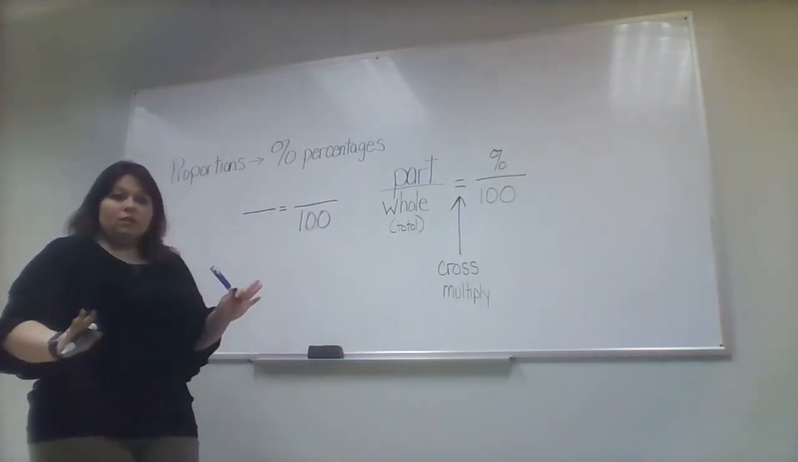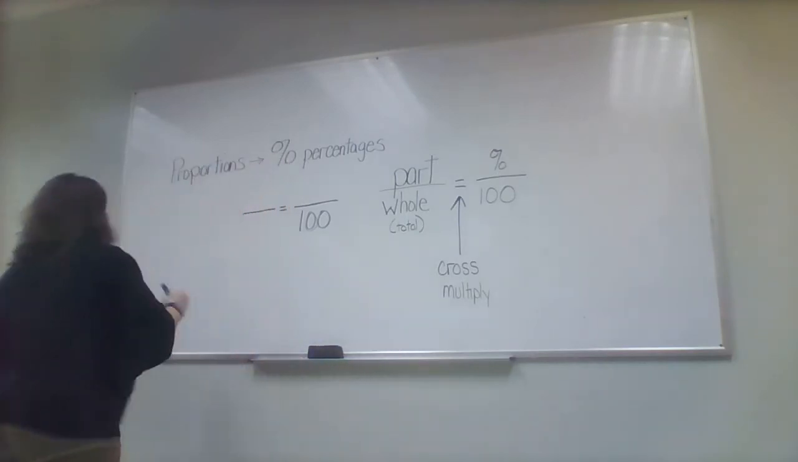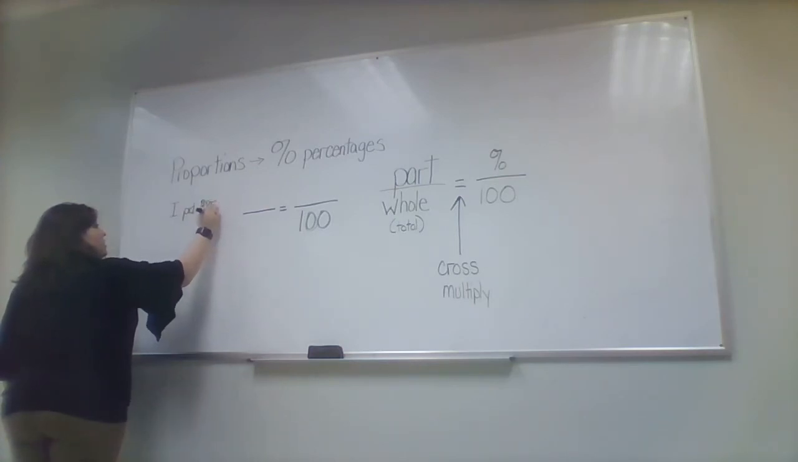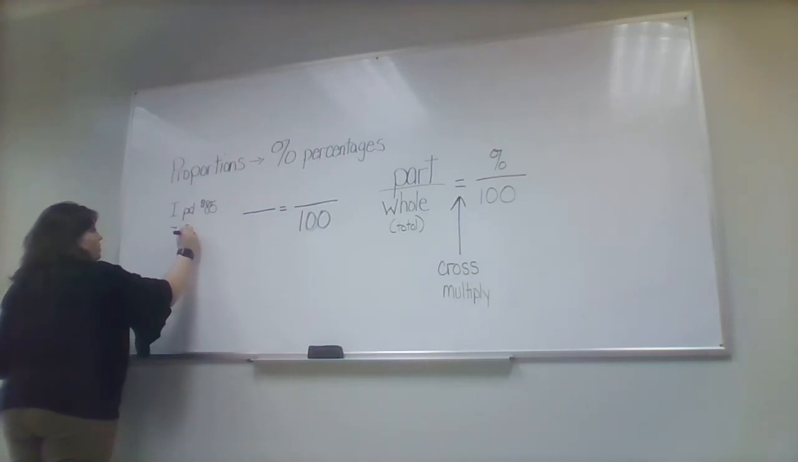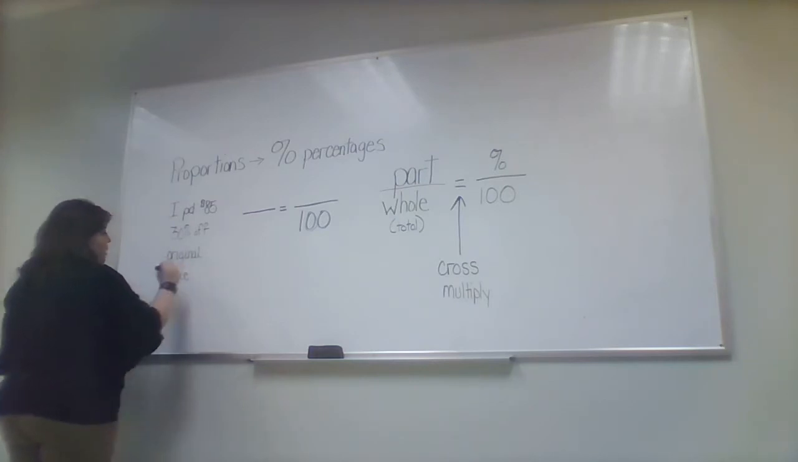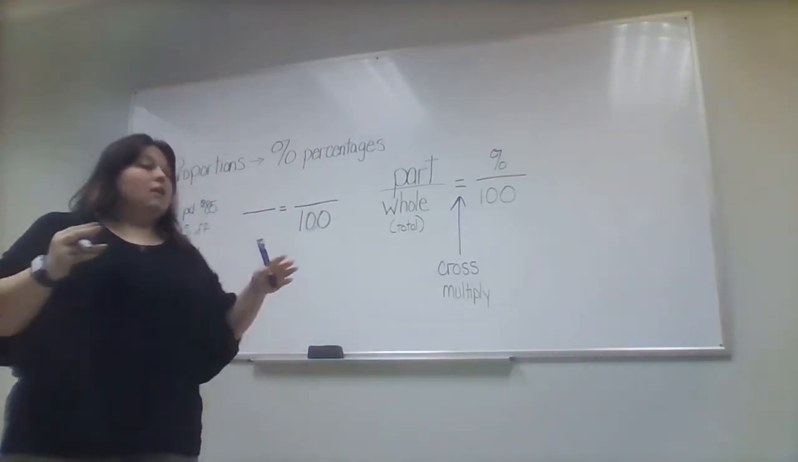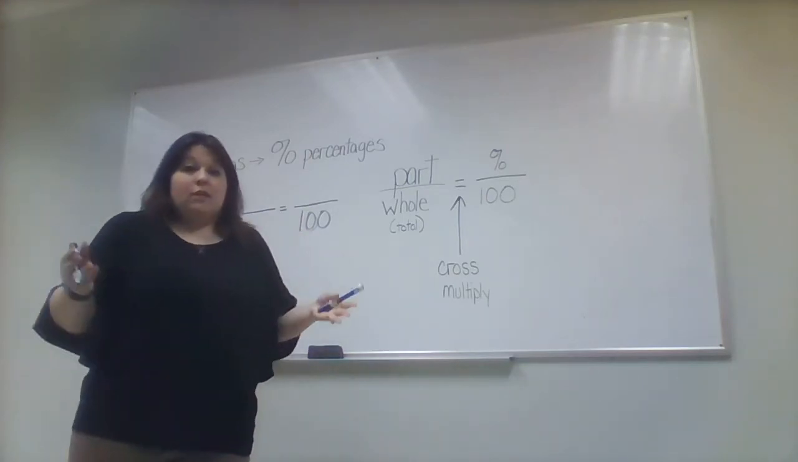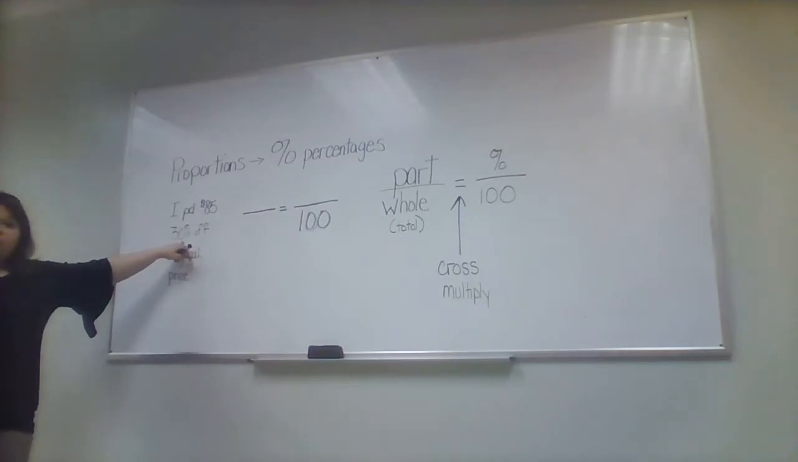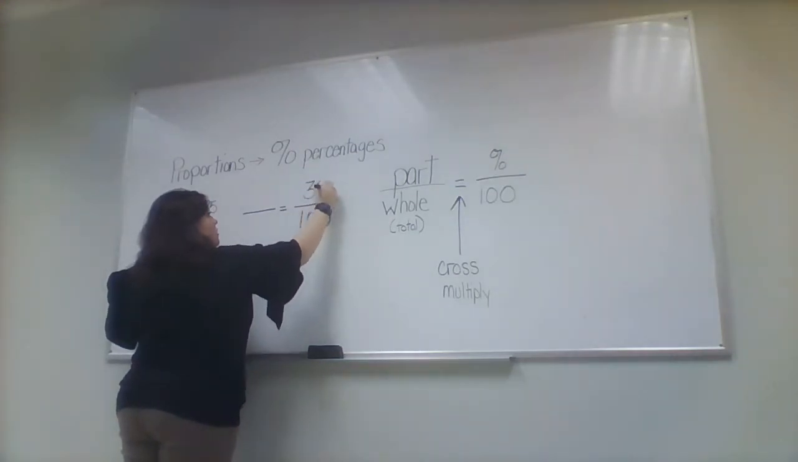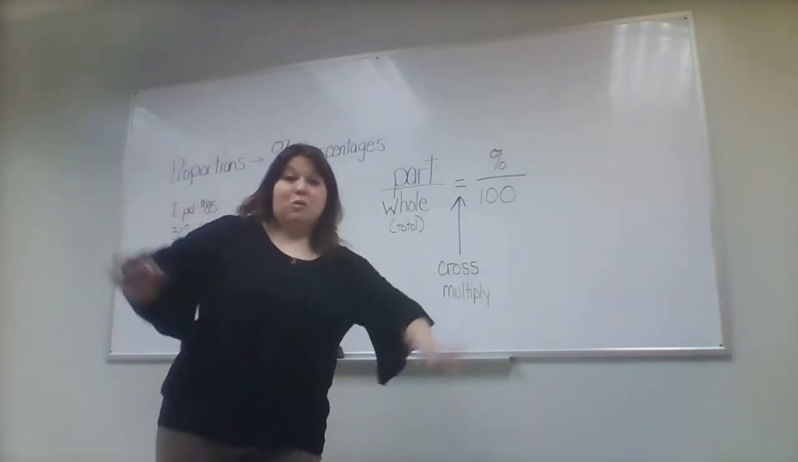So the 100 always stays there. So I paid $85 for something. It was 30% off. And I want the original price. So now we have to fill in the other 3 spots. The easiest way to start filling this in is to put the 100 first and then to see if you have a percentage. So we have a percentage. We have 30%. So let's look at the formula. That's going to go above the 100. So we have one fraction done. We have half the problem filled in.